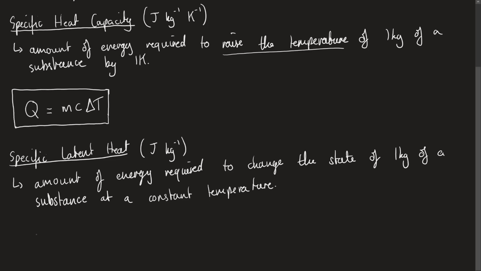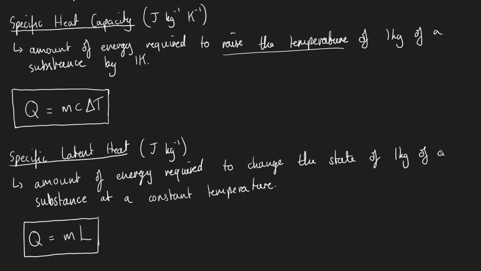In order to get an equation, we would say the heat transfer during this time is the mass, to get rid of the kilograms, multiplied by the specific latent heat, which has this symbol L. Now, both of these formulas are on your equation sheet, and it is very important that you know the difference between them, and you know what the purpose of each of these things are.